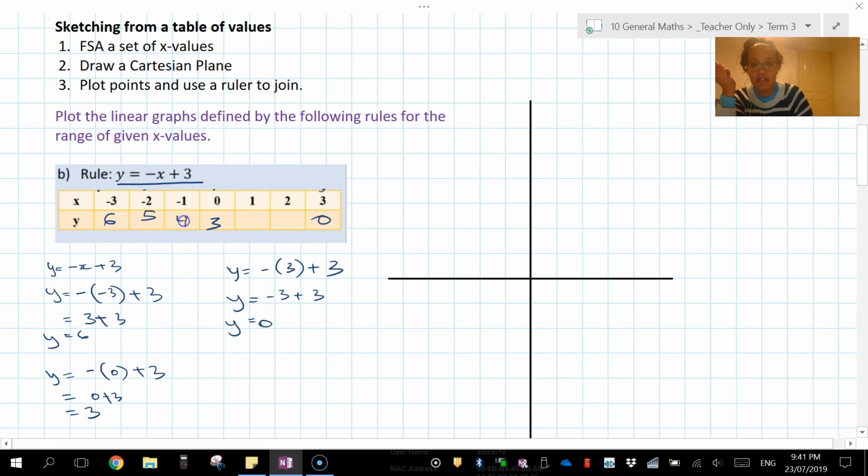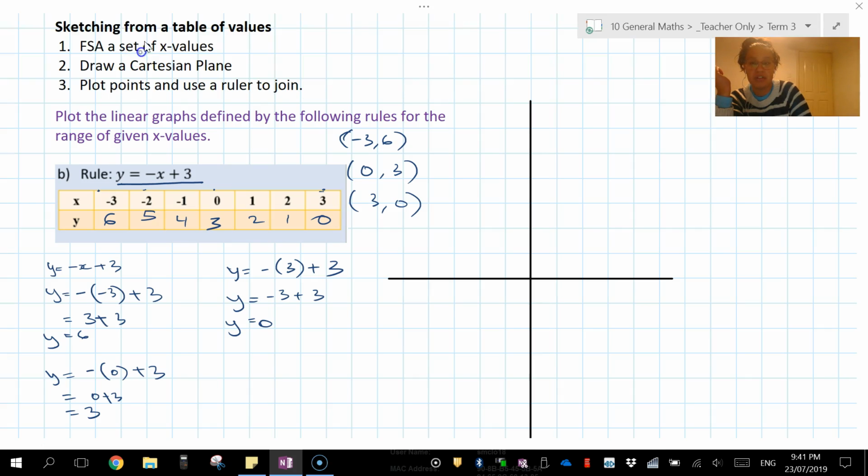These are my ordered pairs for each x value. So essentially what I've got here is negative 3, 6; 0, 3; and 3, 0. So I have this information here.